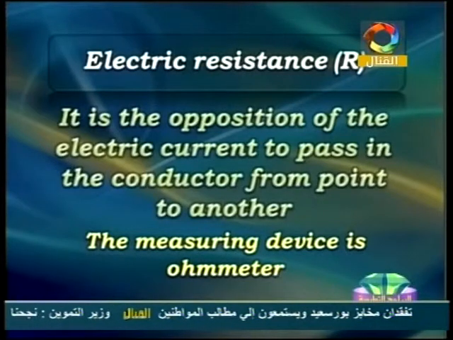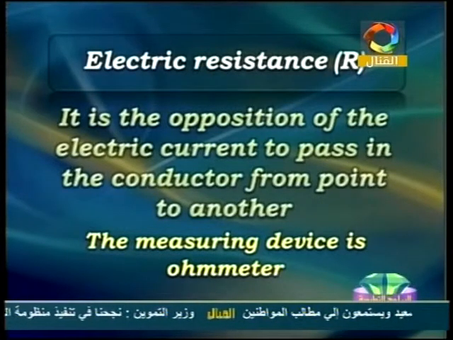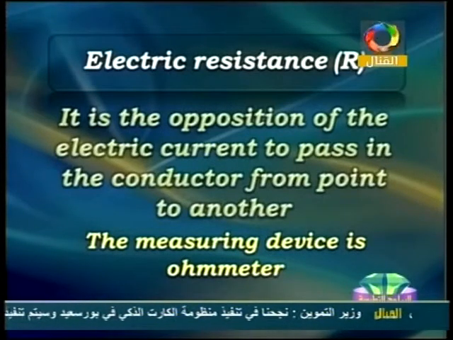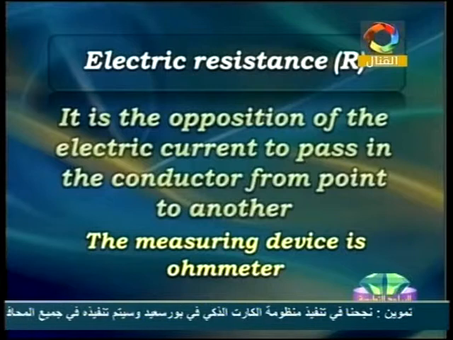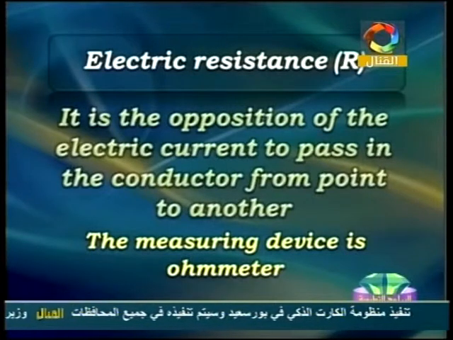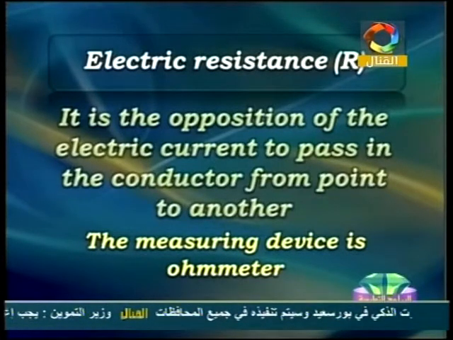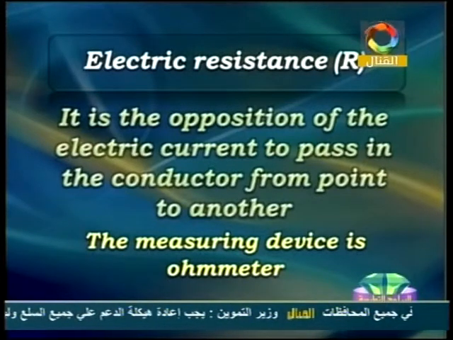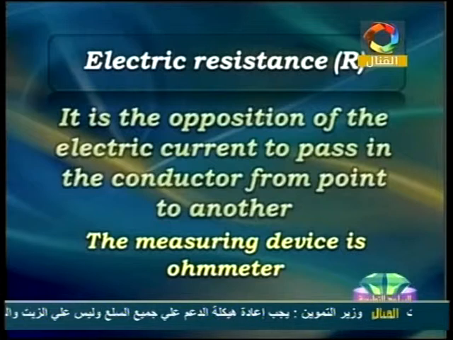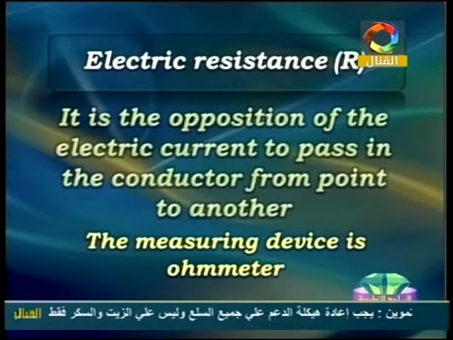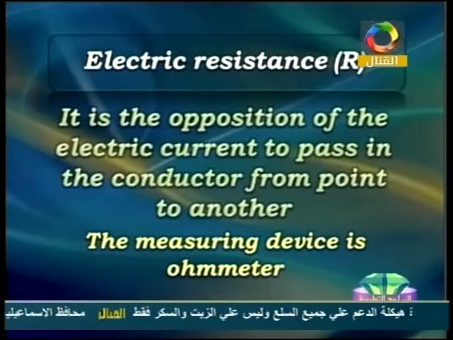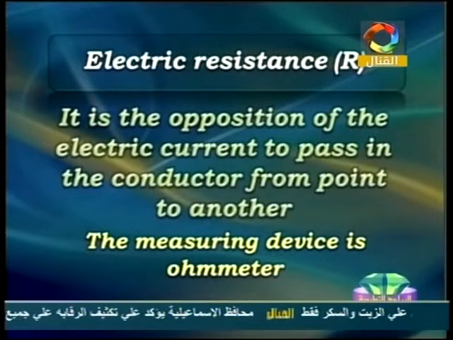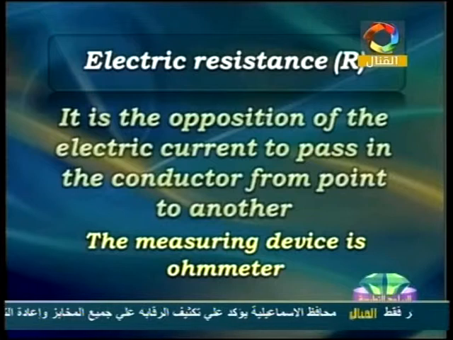So it is the opposition of the electric current, or electric current intensity, to pass in the conductor from one point to another. Opposition means to decrease or prevent the electric current intensity, or the flow of charges that move in the wires. So it is the opposition of the electric current to pass in a conductor from one point to another.